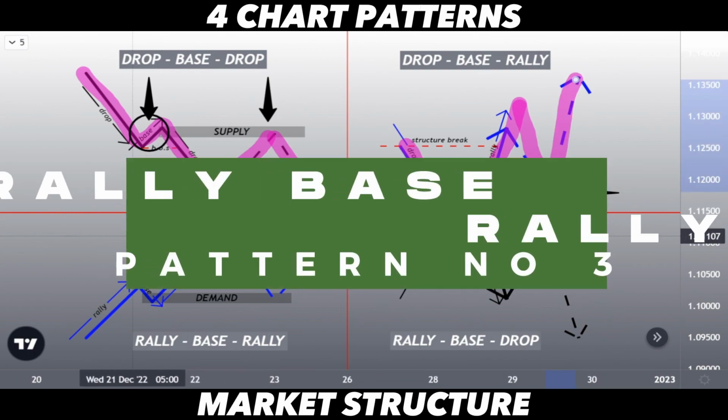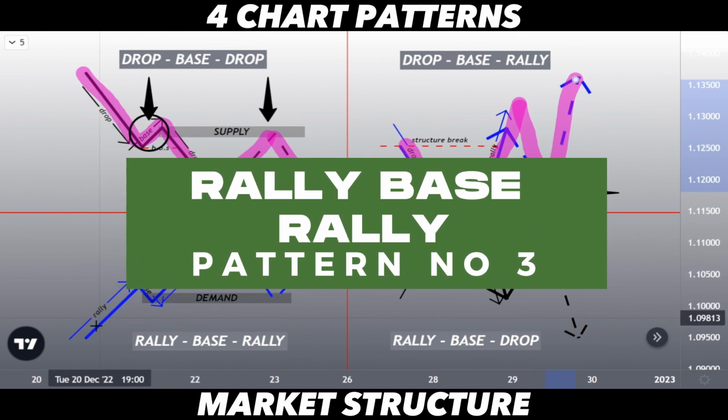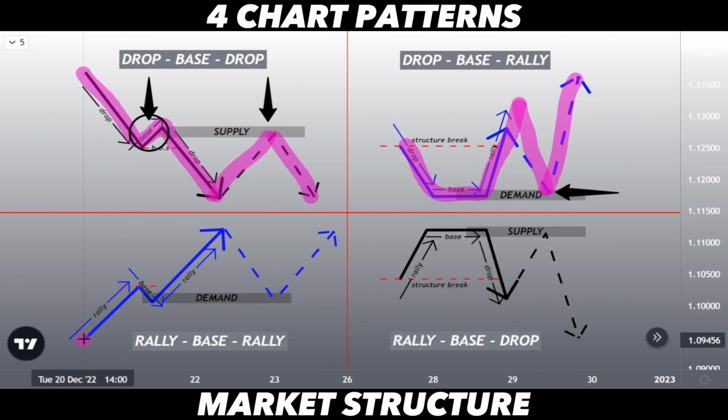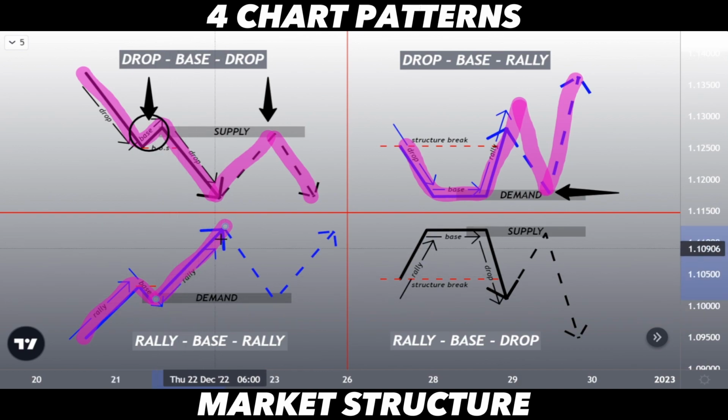Now, chart pattern number three is rally, base, rally. It simply means that we have an impulsive move to the upside, followed by a short break or a short pullback. This small pullback is called the base, and followed by a rally. This is rally, base, rally. So we have the first rally and then the second rally.